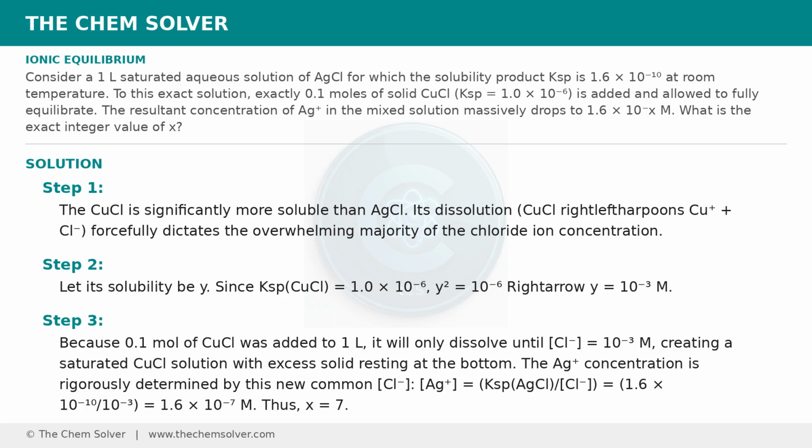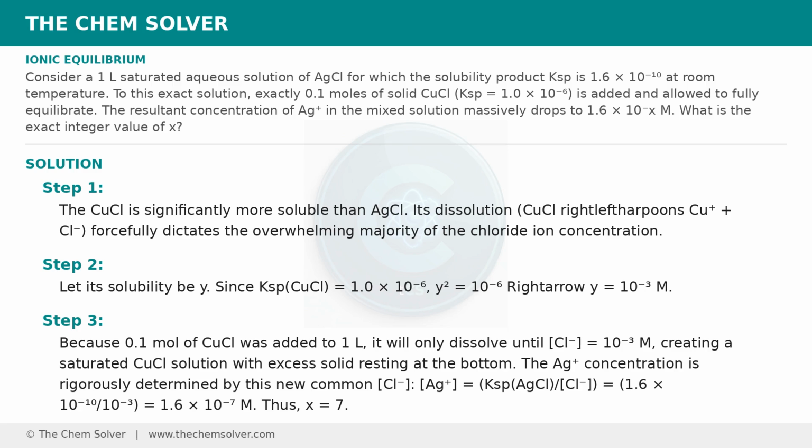Because 0.1 moles of CuCl was added to 1 liter, it will only dissolve until [Cl⁻] equals 10⁻³ M, creating a saturated CuCl solution with excess solid resting at the bottom.